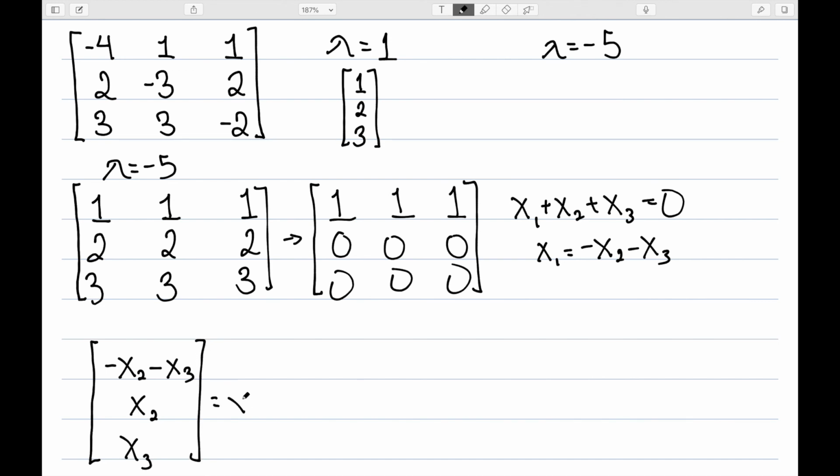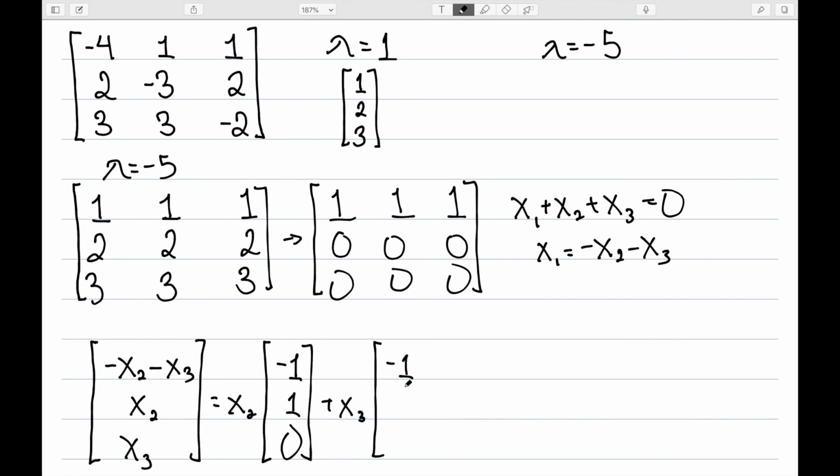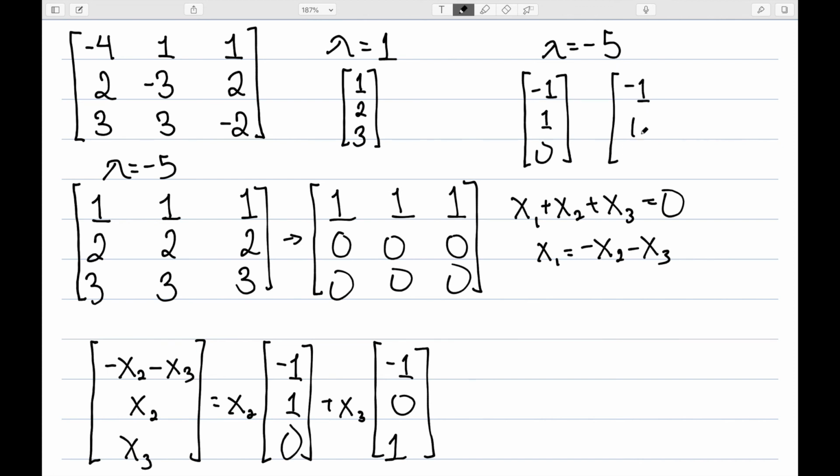We're then going to split this up. I'm going to look at all the terms with an x2 in them. That's a negative 1, a 1, and a 0. And then all the terms with an x3 in them, which is negative 1, 0, 1. So this one has two eigenvectors: negative 1, 1, 0, and negative 1, 0, 1.